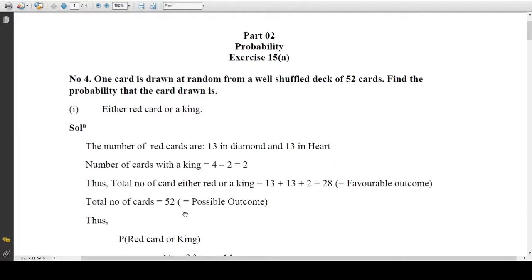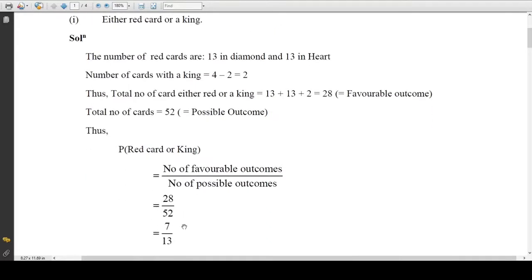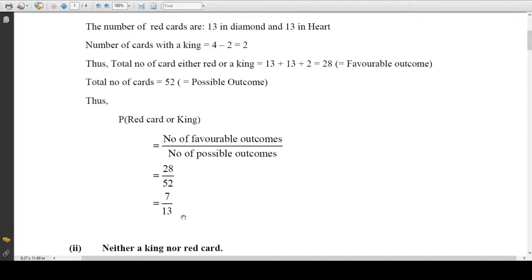Thus, the probability of getting a red card or a king will be the number of favorable outcomes divided by the number of possible outcomes, which is 28 by 52. On cancelling, you will get 7 by 13. Cancel with 4: 4 7s are 28, 4 13s are 52.